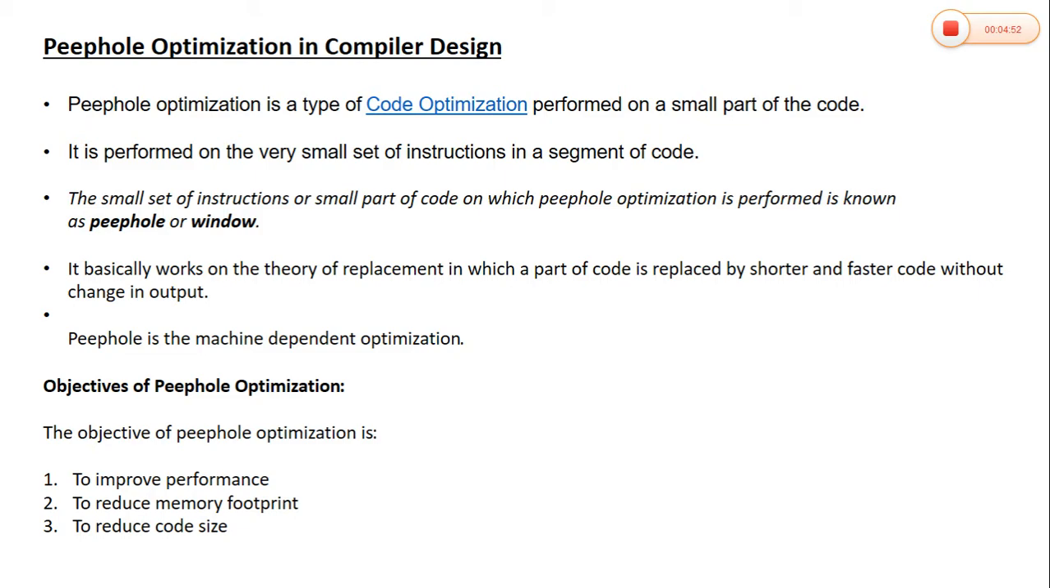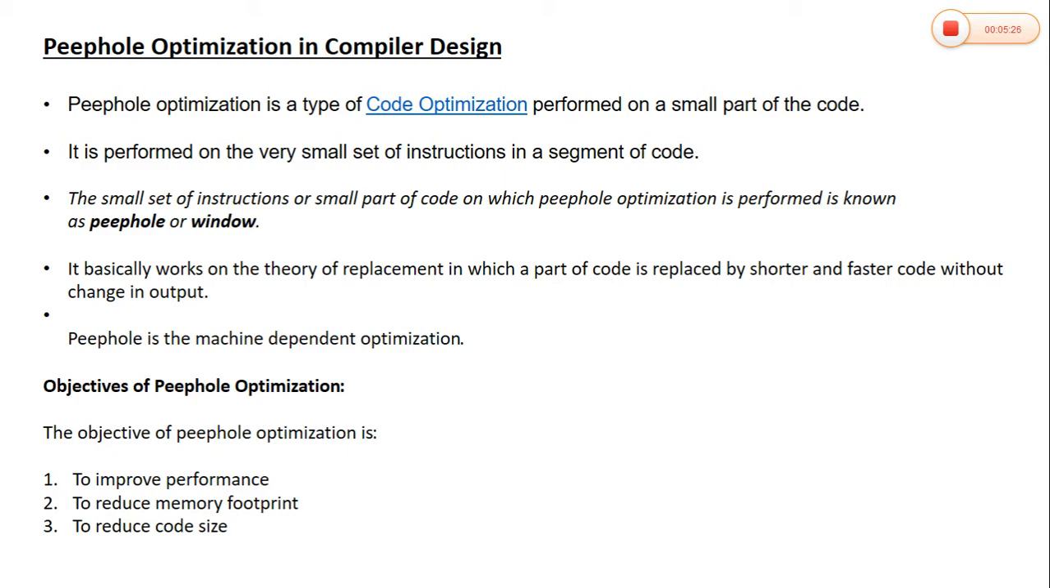So this is actually optimization performed on a very small set of instructions in the code segment. The small set of instructions, or small part of the code, on which peephole optimization is performed is known as the peephole or window. It basically works on the theory of replacement, in which a part of code is replaced by shorter and faster code without changing its output. And peephole optimization is a machine dependent optimization.